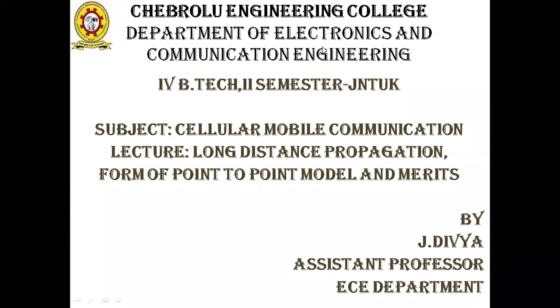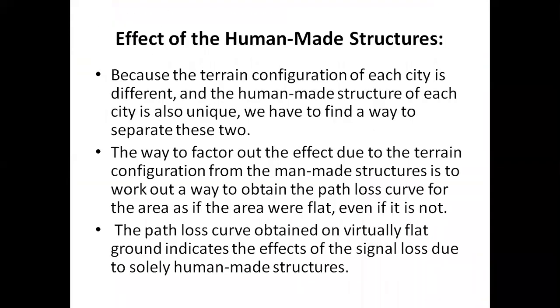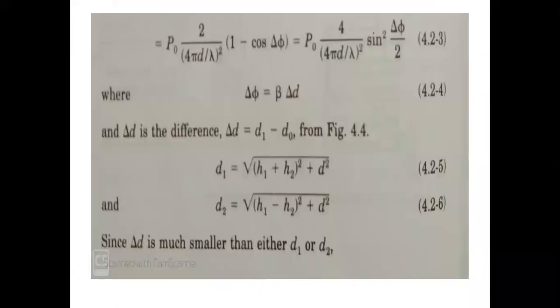In the previous session, we discussed what is meant by foliage loss and what the propagation is when the mobile unit is nearer to the cell site. That is the propagation in near and distance. So those topics we have covered. Long distance propagation is the continuation topic from the last class. So what is meant by long distance propagation?